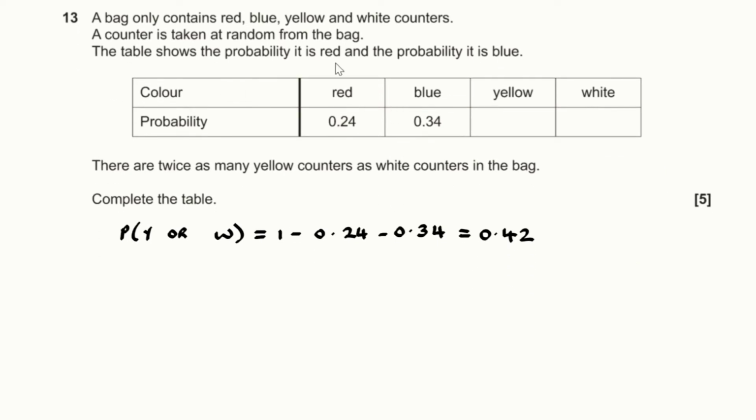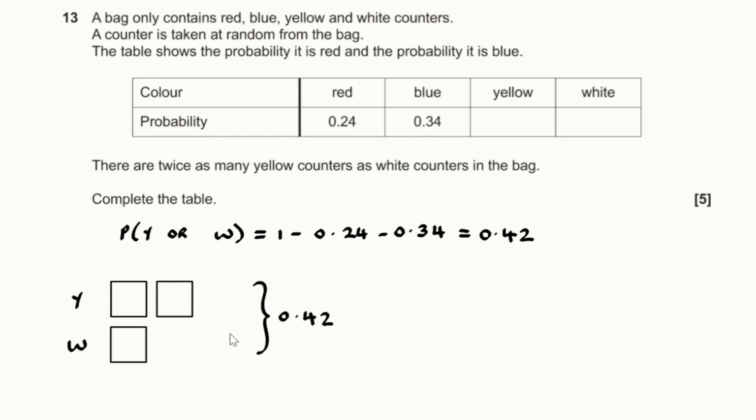Now there's twice as many yellow as there are white. So if we use the bar model, we've got twice as many yellow as there are white. So the ratio is 2 to 1, and this is all equal to 0.42. So one of these boxes then is equal to 0.42 divided by 3, which is 0.14. So I've got 0.14 in each of these. So 0.14 plus 0.14 is 0.28. And 0.14, well, that'll just be yellow. So we've got 0.28 and 0.14.